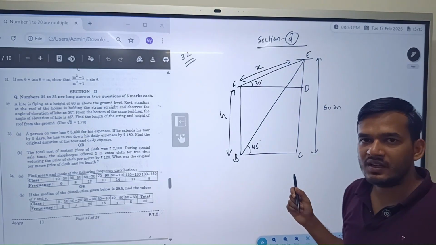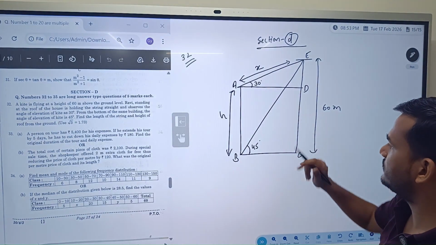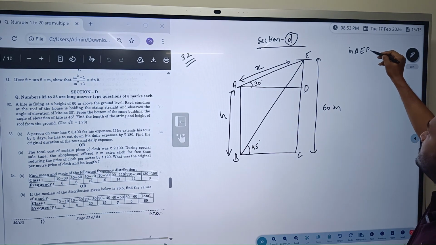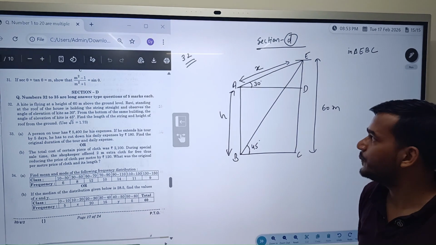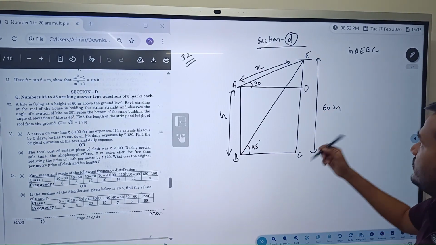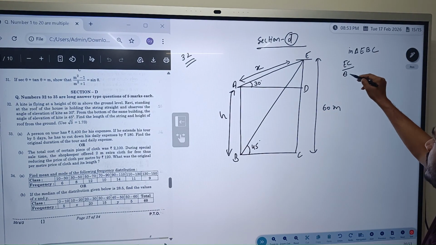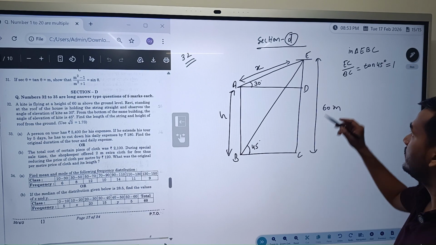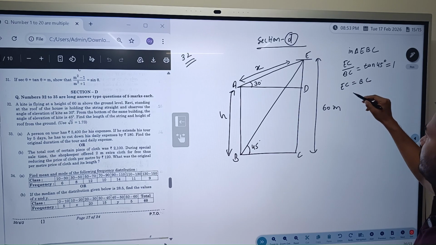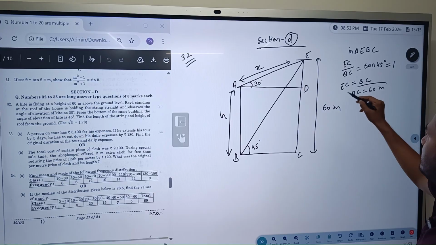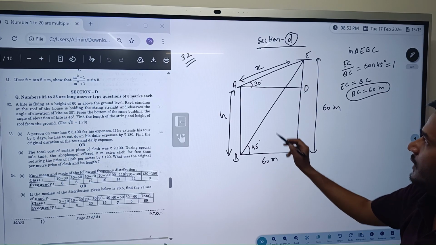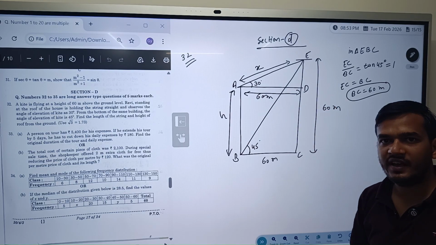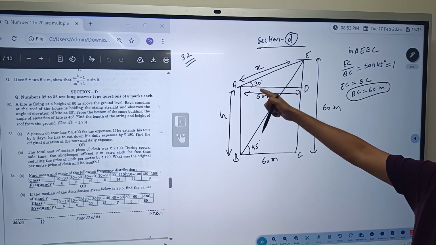So with the help of triangles, we have to find the value of h and x. Suppose we take triangle EBC. In triangle EBC, EC upon BC is equal to tan 45 degree. Tan 45 is 1, so EC is equal to BC, and BC is 60 meter. So if BC is 60, then AD will also be 60 meter.